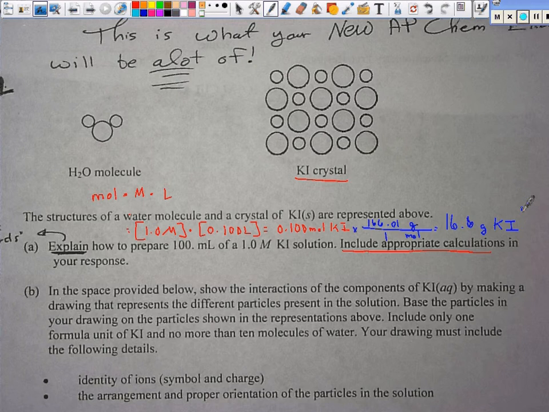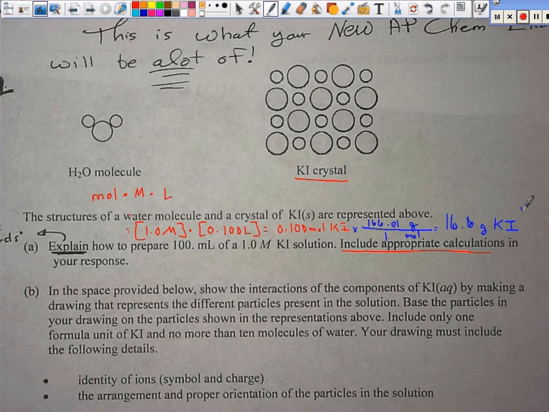So the key here again is we've included appropriate calculations. If you did not include this calculation, you can't tell me how to do this properly. So to find the appropriate mass, we did molarity times volume and then converted it to grams. Guys, every bit of this is in your Chapter 1 or Chapter 4 Part 1 notes. Go back. Every bit of this is in here. I went through and did this several times. Okay. So now let's go in and explain what we have to do.